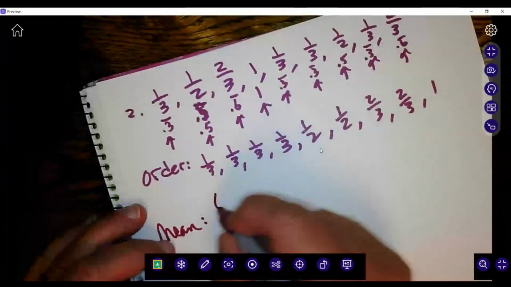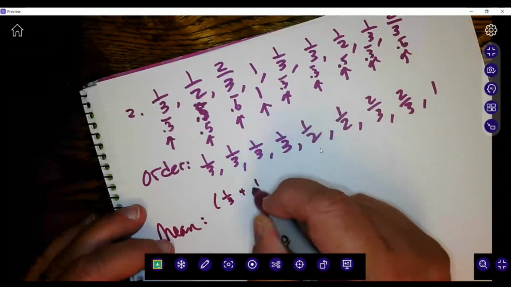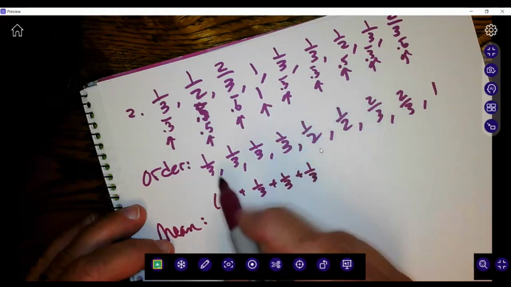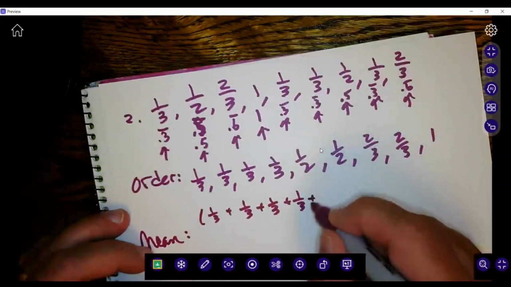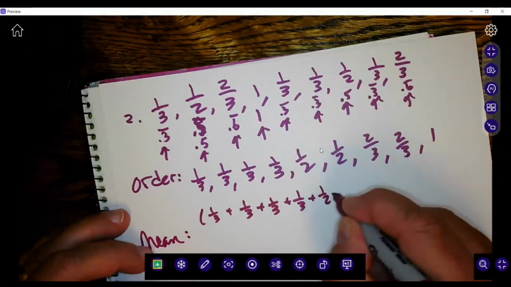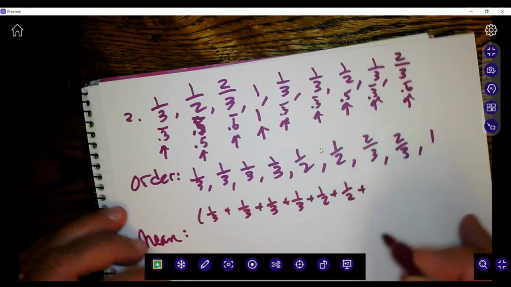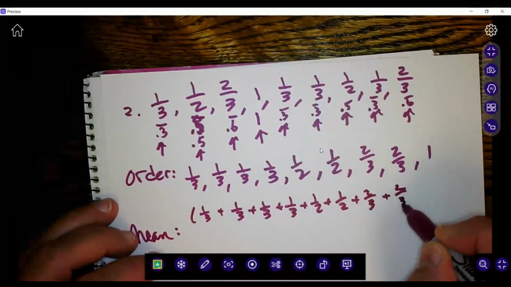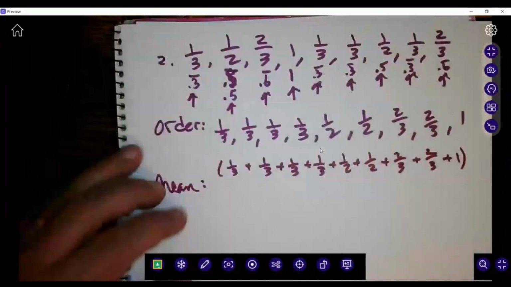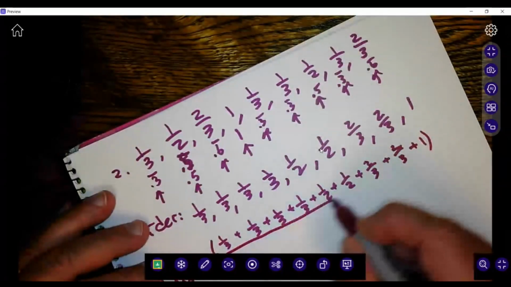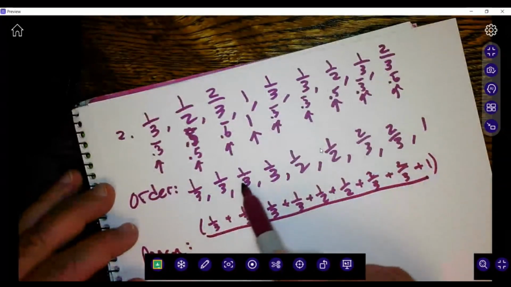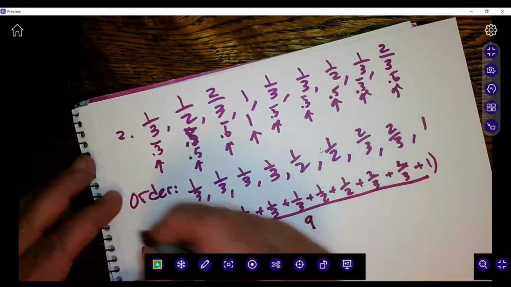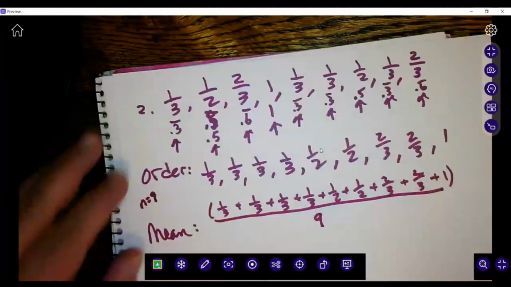That means that we have to take 1/3 plus 1/3 plus 1/3 plus 1/3, 1, 2, 3, 4, plus we have 2 1/2s, plus 2 of the 2/3, plus a 1. Over, we have 1, 2, 3, 4, 5, 6, 7, 8, 9 values. Our n is 9.